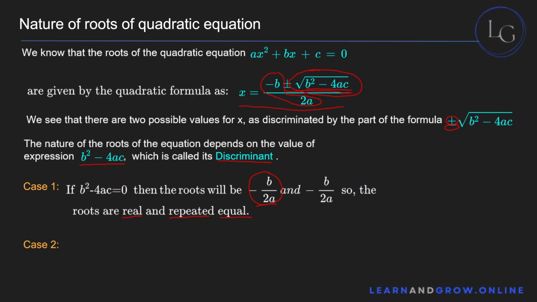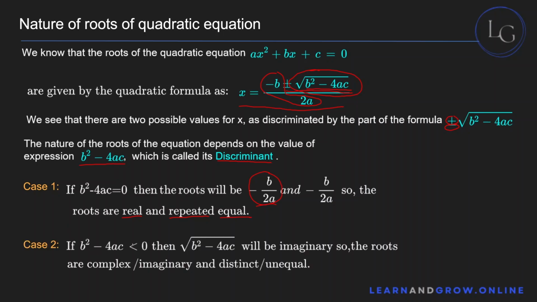Now, in case 2, the discriminant is less than 0. So the under root b square minus 4ac will be imaginary, as b square minus 4ac is a negative number, less than 0. So the roots are complex or imaginary, and they will be distinct and unequal. They will be distinct and unequal because b square minus 4ac is not equal to 0. And they will be complex and imaginary because the discriminant is less than 0.